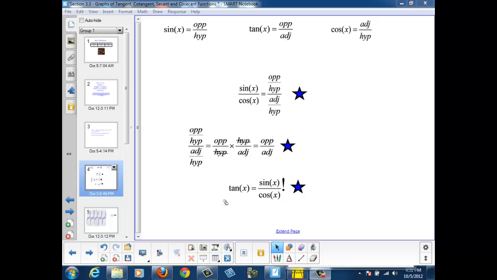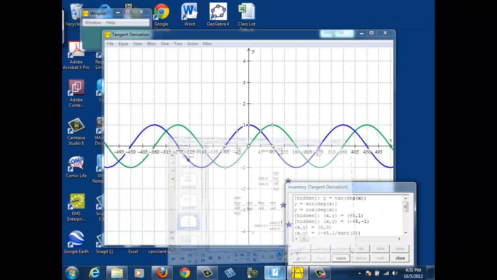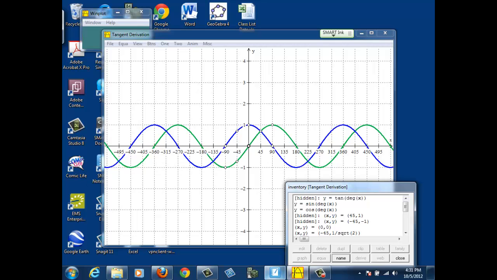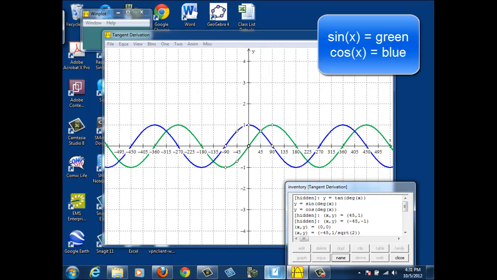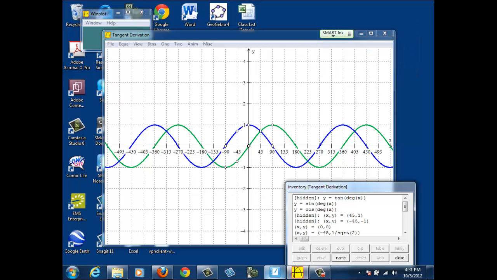Now that we know the relationship between the tangent, the sine, and the cosine, we can use this relationship to examine the behavior of the tangent of x and plot its graph. I've graphed here the sine and cosine of x, where the sine of x is green and the cosine of x is blue. If we take certain values of x and determine their values for sine and cosine, we can then determine the tangent values.